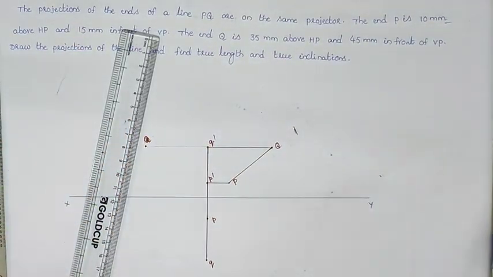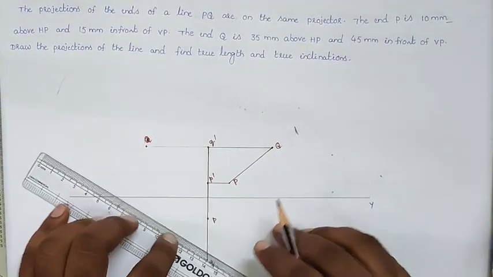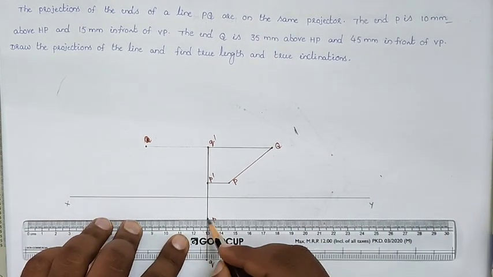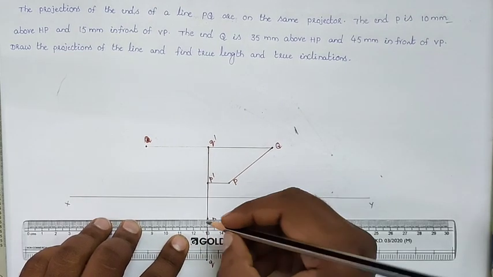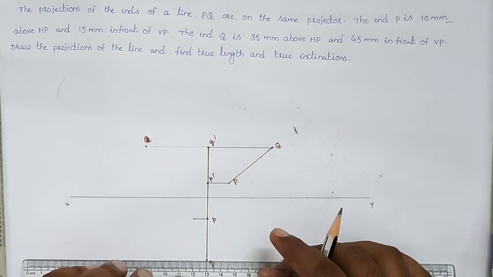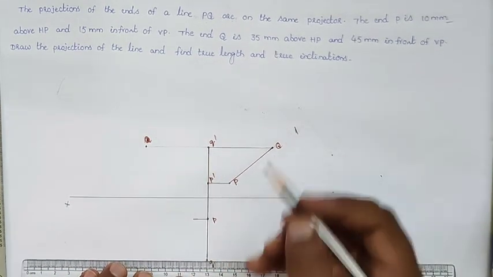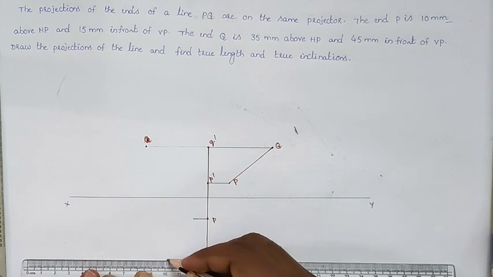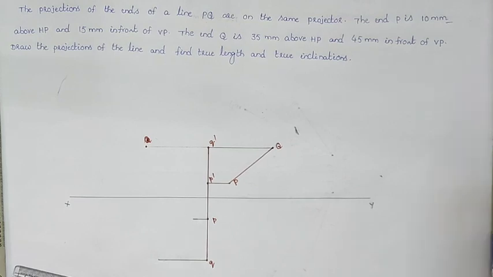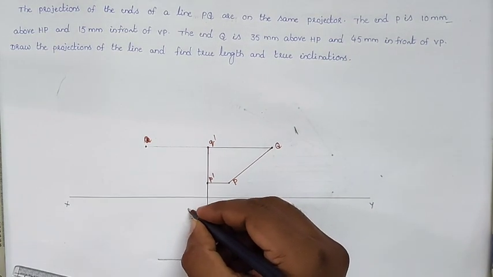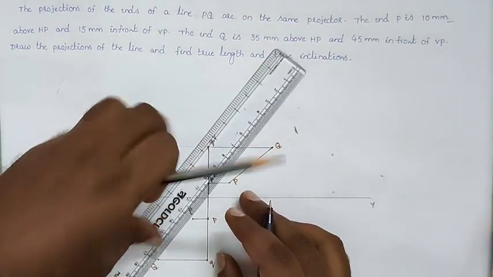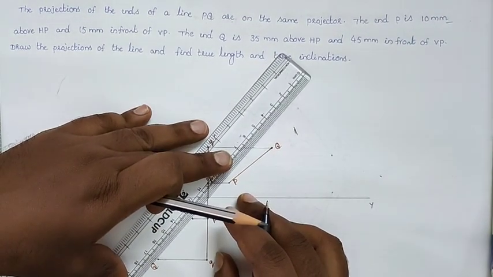PQ line. Similarly, from point P also, you can follow the trapezoidal method. From point P, take the opposite dimension of P, which is 10 mm. So you can take 10 mm in this direction, and from point Q also, you can take the opposite dimension of Q, which is here 35. You can take 35 mm and locate. So here capital P, and here capital Q, and now you can join the PQ line.